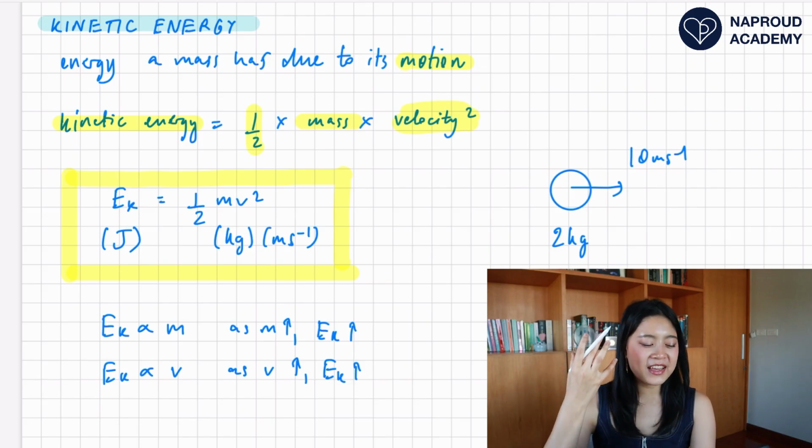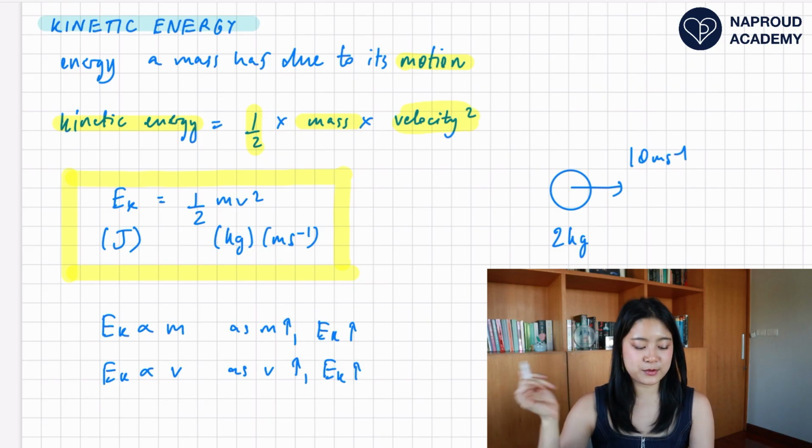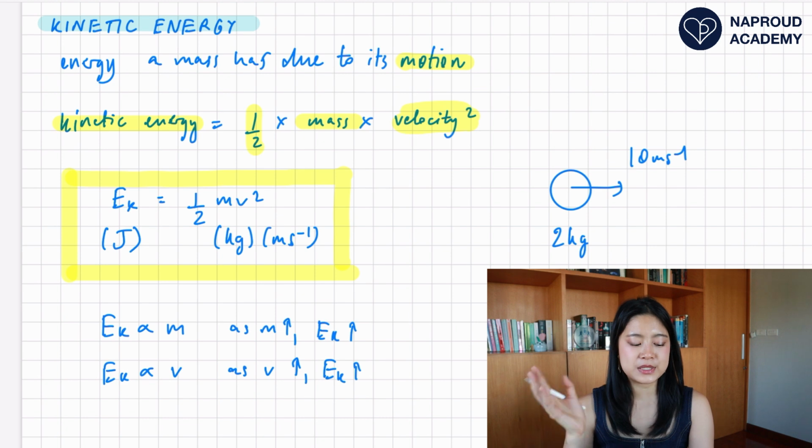Okay, the kinetic energy is the energy that a mass has due to its motion, and the formula for it is kinetic energy is equal to half times mass times velocity squared. Or in symbols, EK is equal to half mv squared.